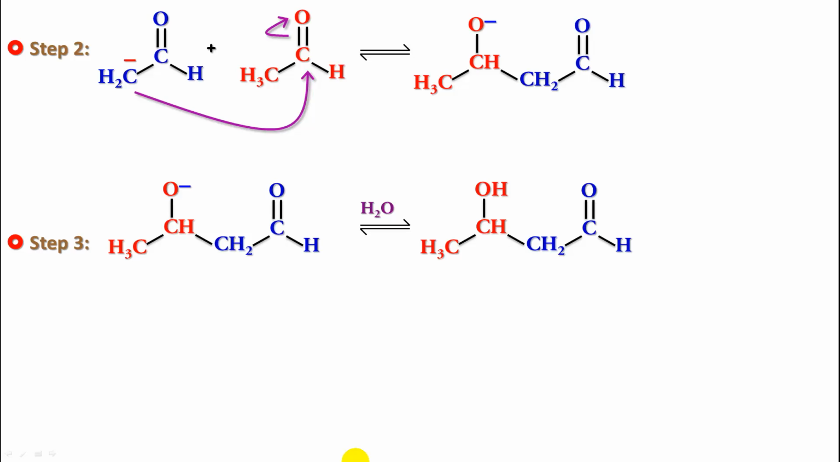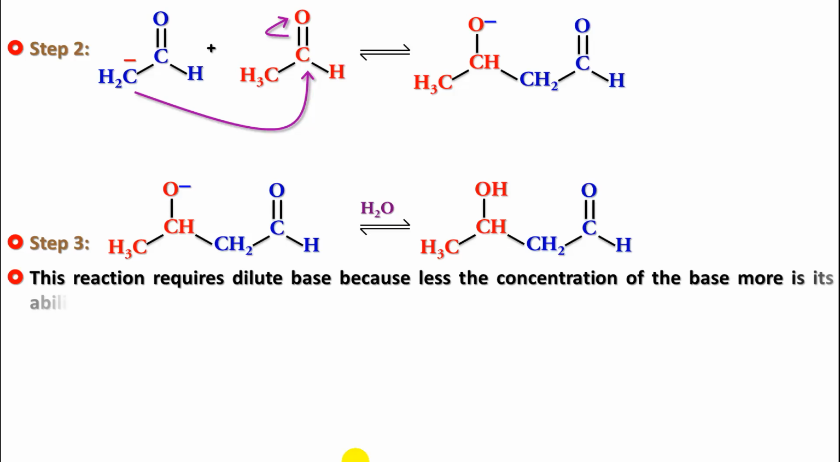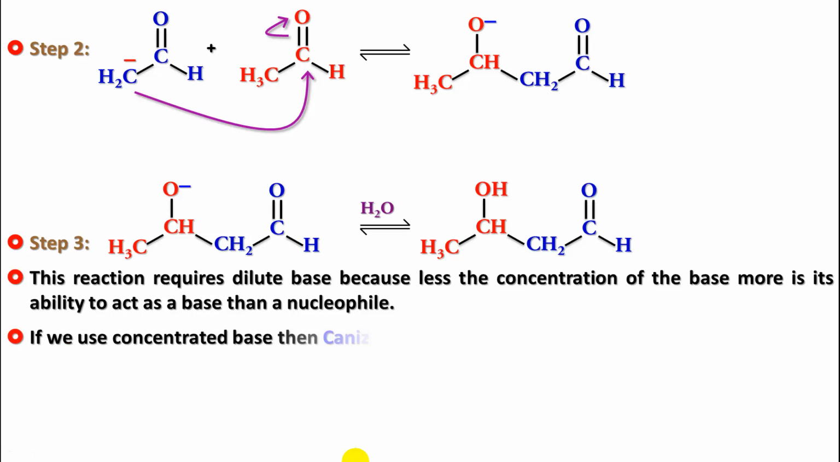Whereas if we take a concentrated amount, let's say more than 50% by mass, then its ability to act as a nucleophile increases and it attacks the carbonyl carbon rather than attacking the acidic H. And that would lead to what is known as a Cannizzaro reaction. So this reaction requires a dilute base because the lower the concentration of the base, the more is its ability to act as a base than a nucleophile. And if we use concentrated base, then Cannizzaro reaction will start competing with Aldol reaction. And we'll do a video on Cannizzaro reaction later.